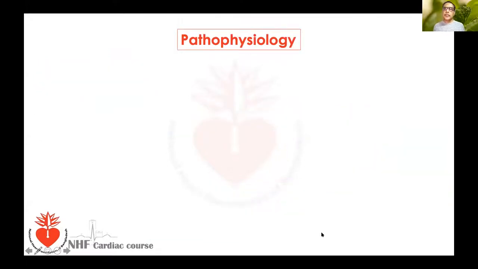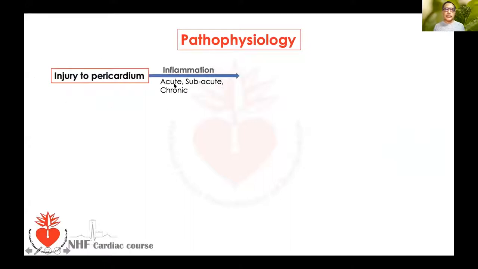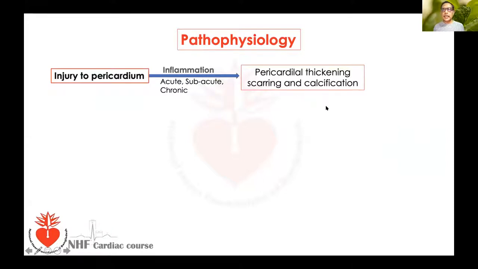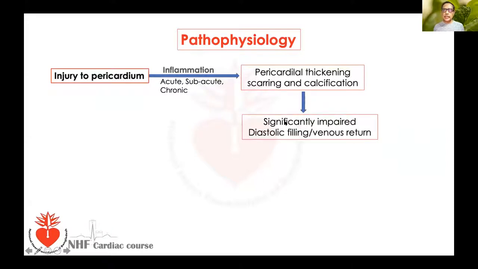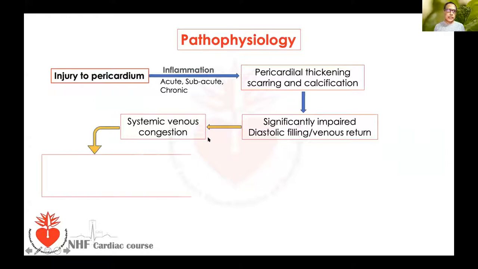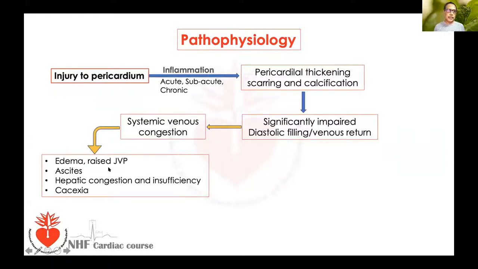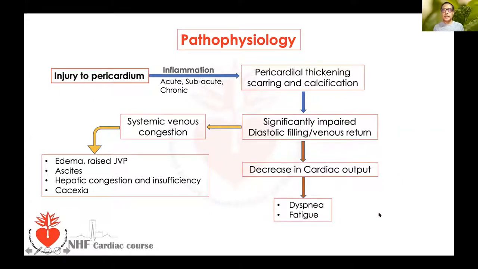So, what is the pathophysiology? First of all, there is injury to the pericardium, which causes acute, subacute, or chronic inflammation and results in pericardial thickening, scarring, and calcification. This results in significantly impaired diastolic filling and venous return. As a result, there is systemic venous congestion, which results in edema, raised JVP, ascites, hepatic congestion, insufficiency, and cachexia. On the other hand, the impaired diastolic filling also reduces the cardiac output, and this results in dyspnea and fatigue.